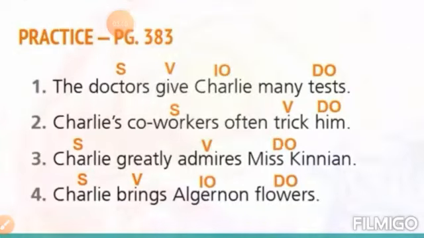So let's take some examples. First sentence, the doctors give Charlie many tests. So in this sentence, doctors is the subject, give is the verb, Charlie is the indirect object and tests is the direct object. Next example, Charlie's co-workers trick him. So here co-workers is the subject, trick is the verb and him is the direct object. Next sentence, Charlie greatly admires Miss Kinnan. So here Charlie is the subject, admires is the verb and Miss Kinnan is the direct object.